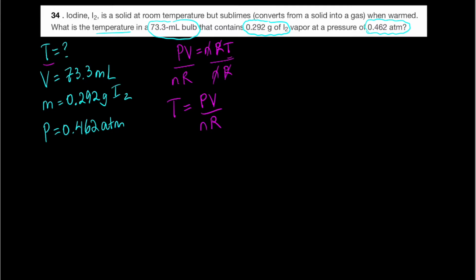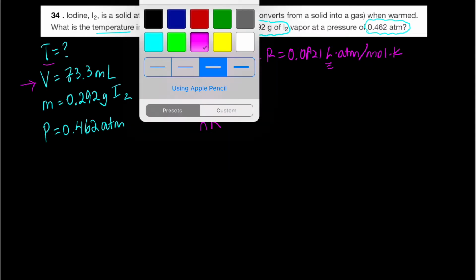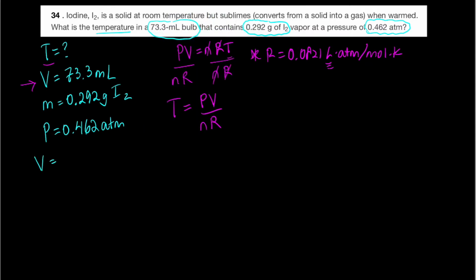And now you can't just plug in things. The first thing we need to realize is that R is given to us, and we need each of these quantities in these units. As we go down the list, we don't know temperature. We know volume, but it's in milliliters. We need it in liters because R is in units of liters, so we need to divide that by 1,000. We'll just do that in our head. That's 0.0733 L. You're just moving the decimal place over 3 to the left.